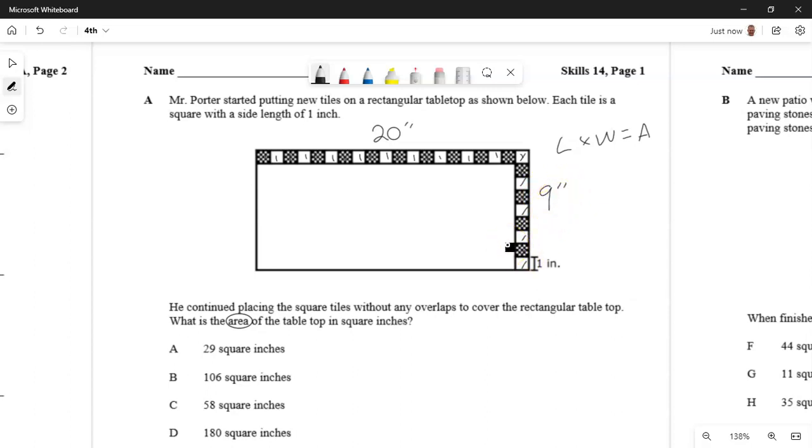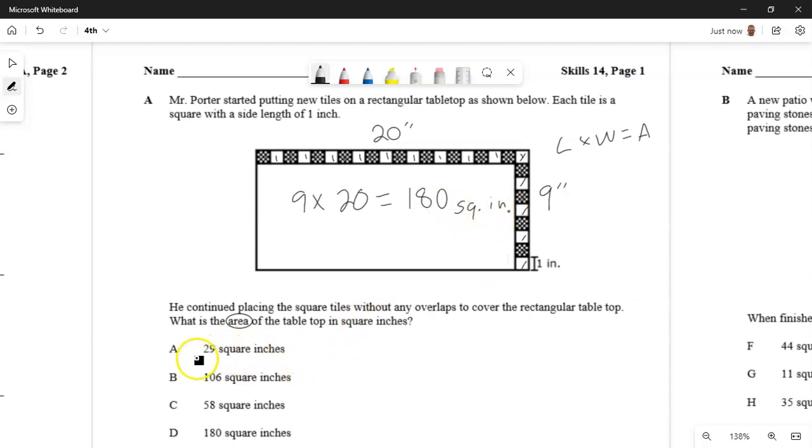So to calculate the area, we would do 9 times 20. I know 9 times 2 is 18, and then we put the 0 to mark the place value there. So 9 times 20 would be 180. In this case, it's going to be square inches.